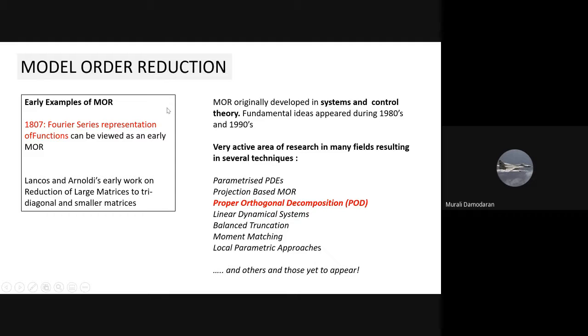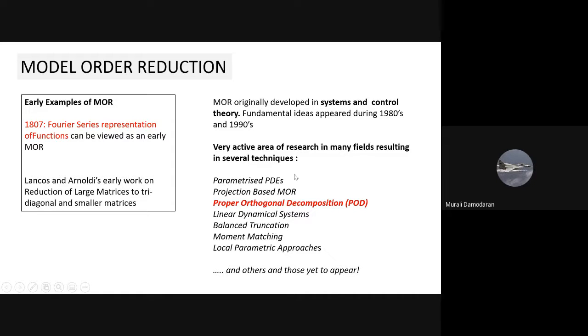If you look at the history of MOR, the term actually started developing in the systems and control theory area. You find that there are a lot of interesting methods in control theory. It is one of the fascinating fields which one can get into. The fundamental ideas of MOR actually appeared during the 80s and 90s, and it has been a very active area of research in many fields.